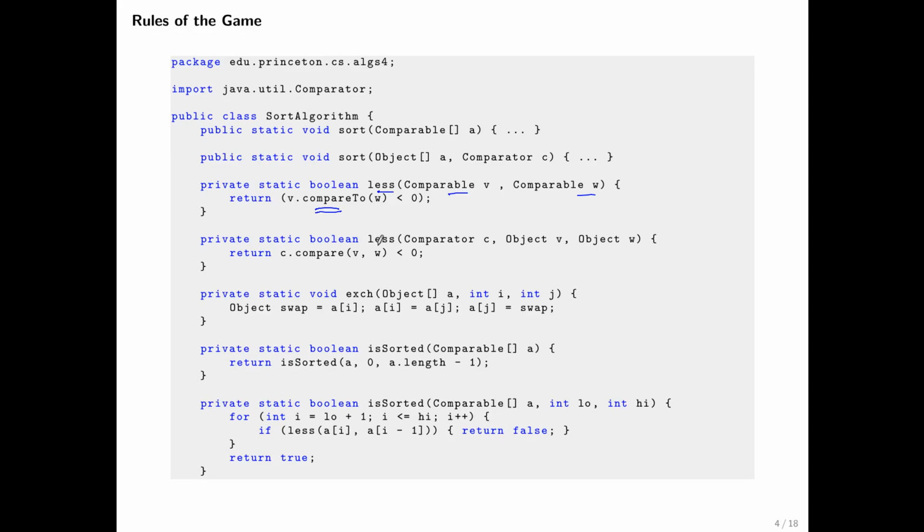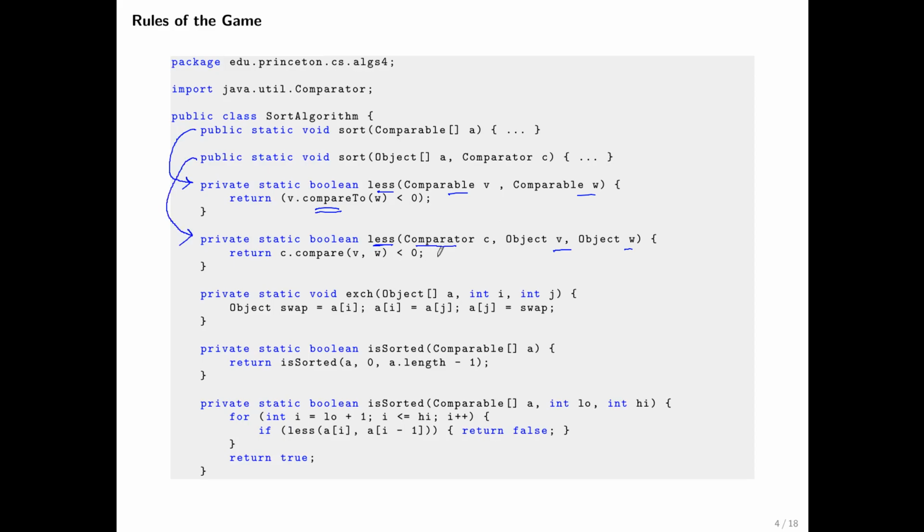What about this overloaded less method? Well, here the less method compares two objects V and W, not necessarily comparable, they're just objects, but in that case we need a comparator that we can use to compare them. So that's the first argument. The first sort method will make use of this less, and the second sort method will make use of this one here, by providing it a comparator object, which is basically this.